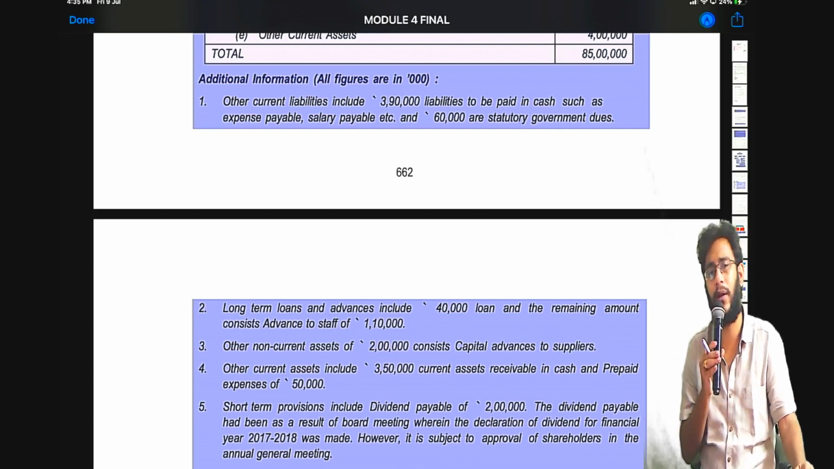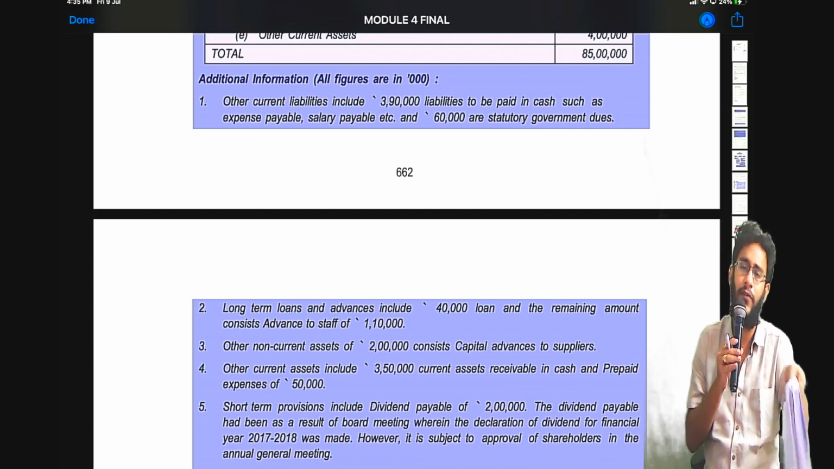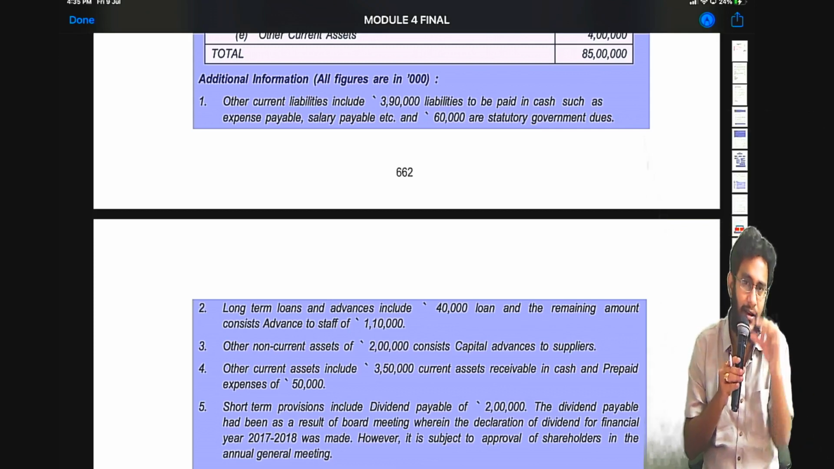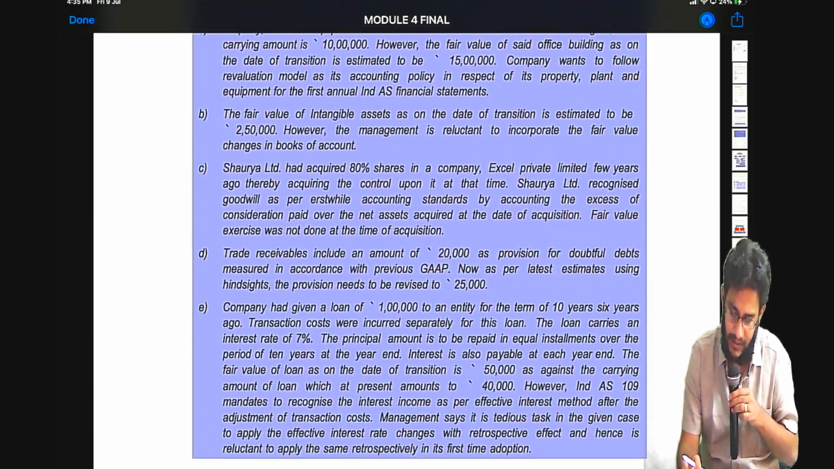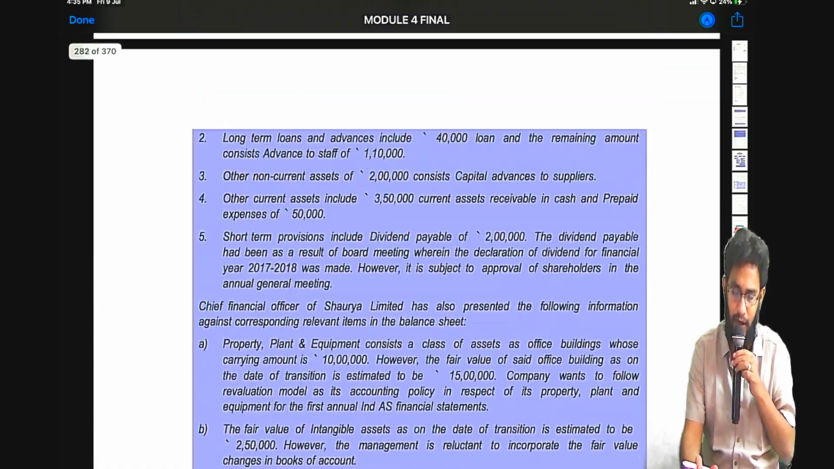So items number 1, 2, 3, 4, 5 don't have any numerical adjustments. You just simply have to do a grouping correction, meaning look at the balance sheet grouping, correct heading, subheading, that's all. Whereas from A, B, C, D, there are some adjustments in that. Okay, let's read now.